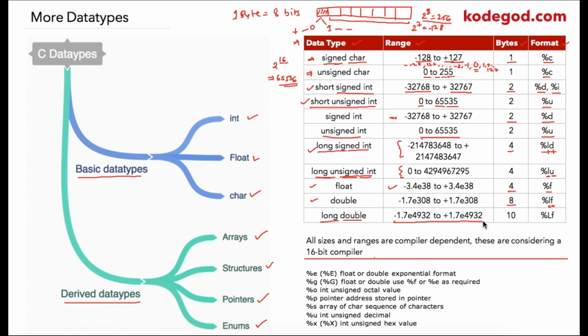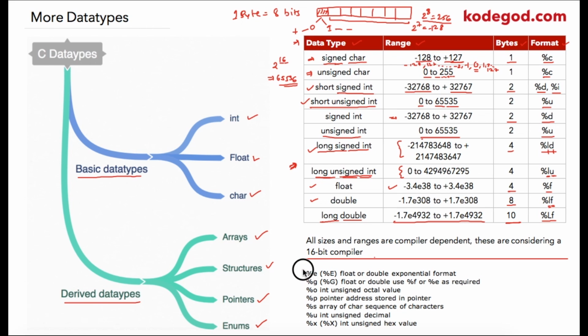Then there could be cases where you'll still require higher range, so you can use long double, which has this much of range, which is a huge range, and it uses 10 bytes to store values, and its format is %LF. The table that we have used here is basically considering a 64-bit compiler. So there could be chances if the compiler is of 8-bit or 32-bit, then these ranges would vary. So all the sizes and ranges are compiler dependent.